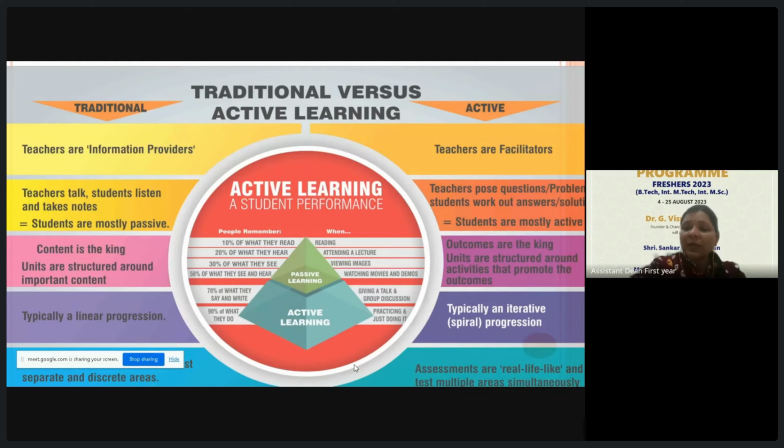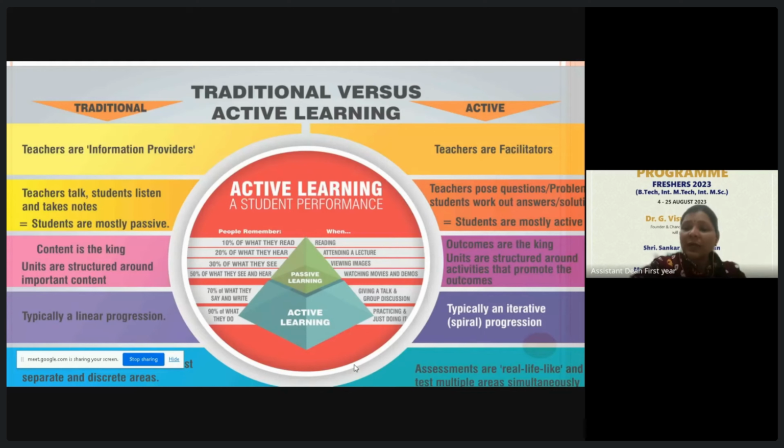In traditional teaching, content is the king. Units are structured around important content. Whereas in active learning, outcomes are the key. Units are structured around the activities that promote the outcomes, not only the lectures, because as I said, for the theoretical parts you have different resources. You have Google, ChatGPT, books, everything. So what is the use of teaching? There is a difference between teaching and learning. So to convert that teaching into learning, active learning is required.